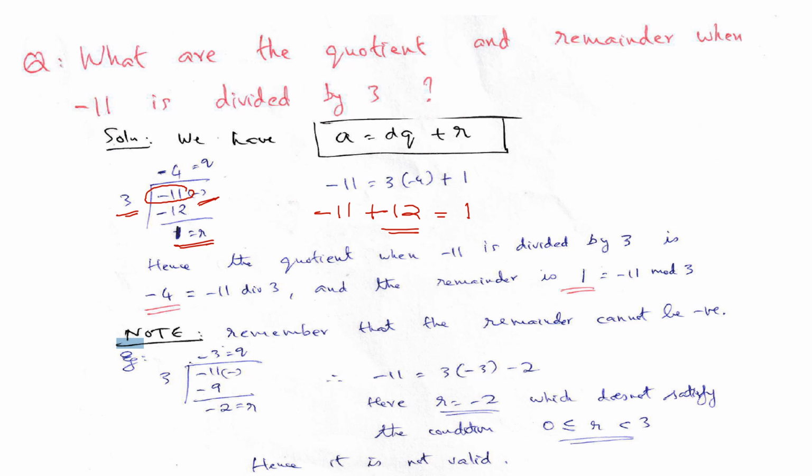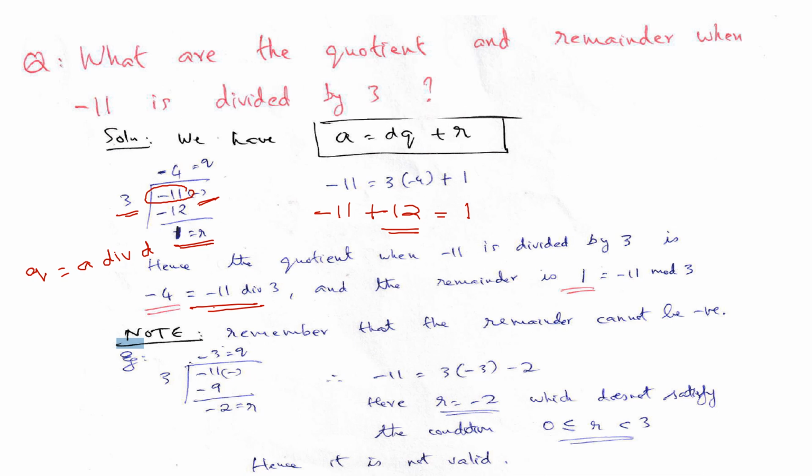So always ensure that the remainder what you get is positive. So you are asked to calculate the quotient and remainder, right? So you know the formula for quotient. For quotient, you know that Q is equal to A division D. Correct? A division D. So here you see Q is minus 4, A is minus 11, D is 3. So you get here, this is the answer.